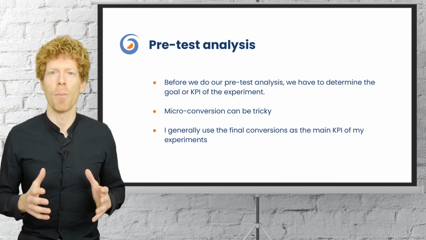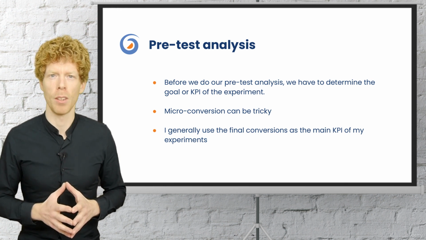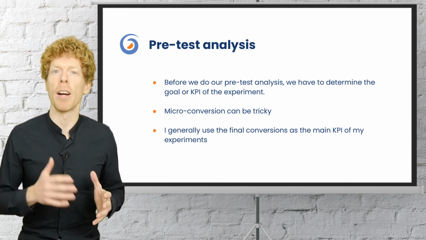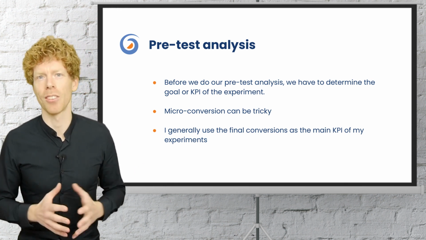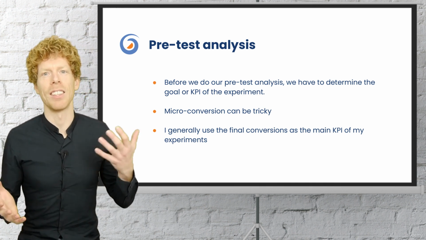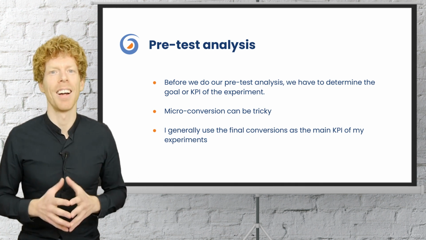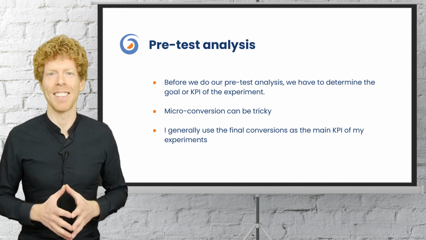Therefore, I generally use the final conversion as the main KPI of my experiments. Of course, I also look at the micro conversions, like an add to cart. But if the number of add to carts decreases, but transactions increase, it is definitely a test winner. Now, let's do our pre-test analysis.